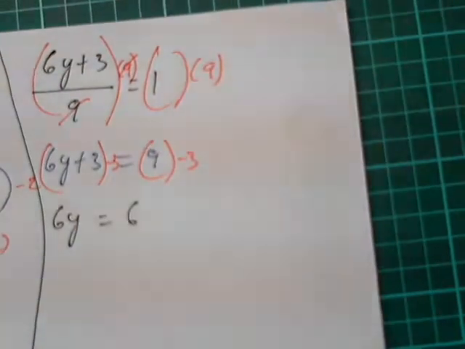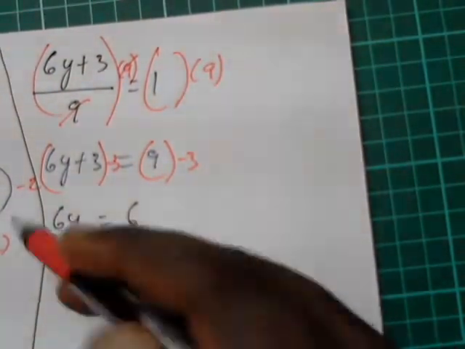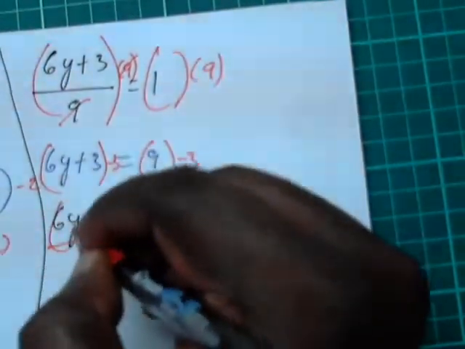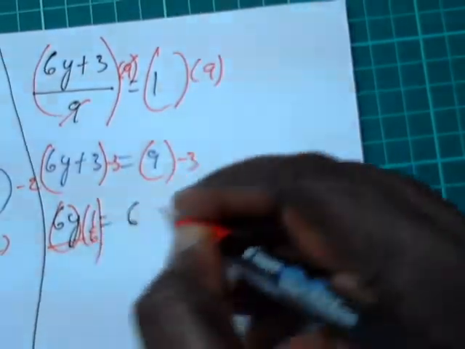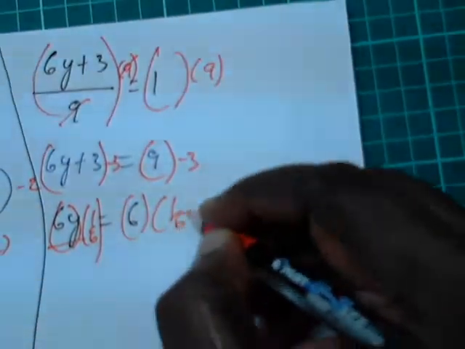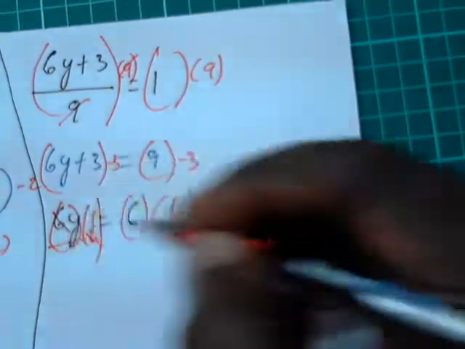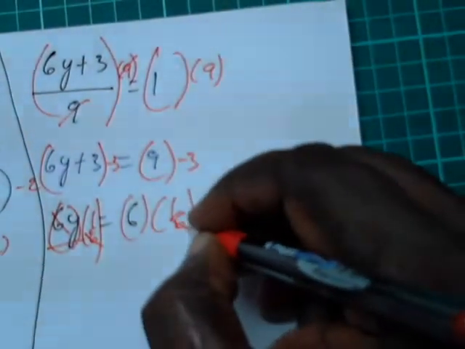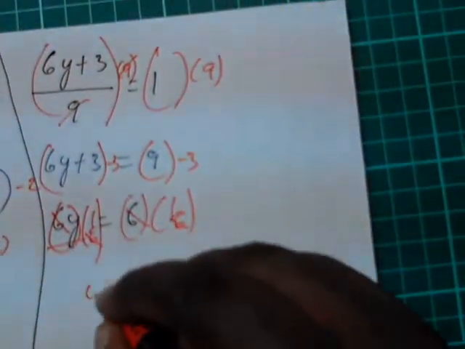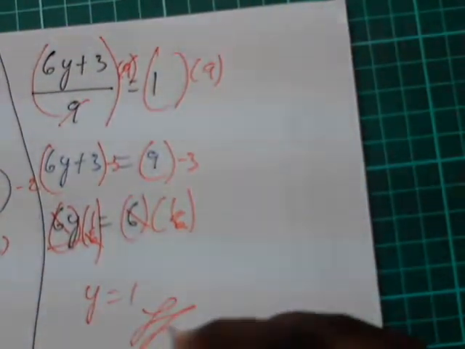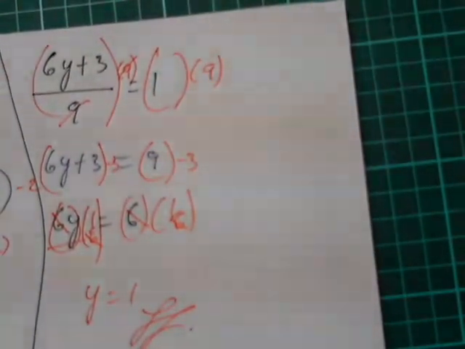Now how do I kill the 6 next to the y? I divide here by 6, or rather I times here by 1 over 6. I times here by 1 over 6. So the 6 and the 6 will cancel. Coincidentally, this and this also cancel. So I get y equals 1. So that's my final answer for that.